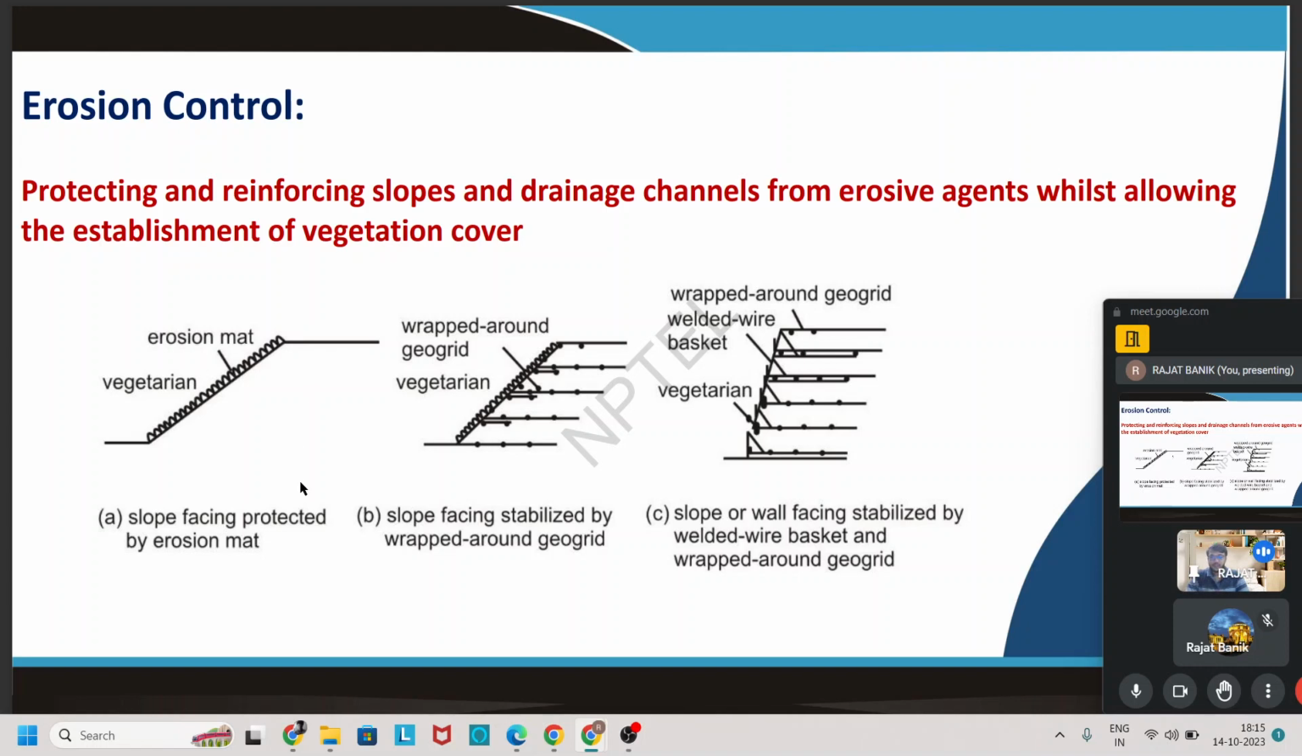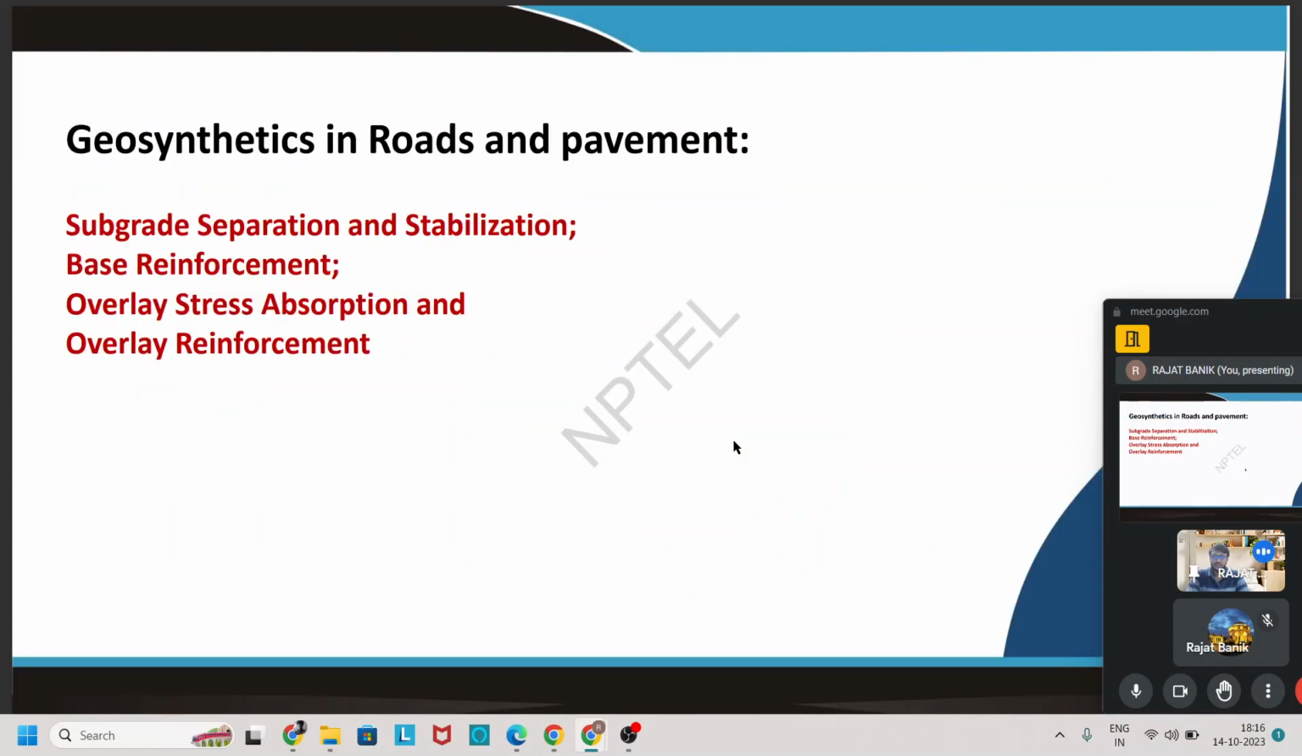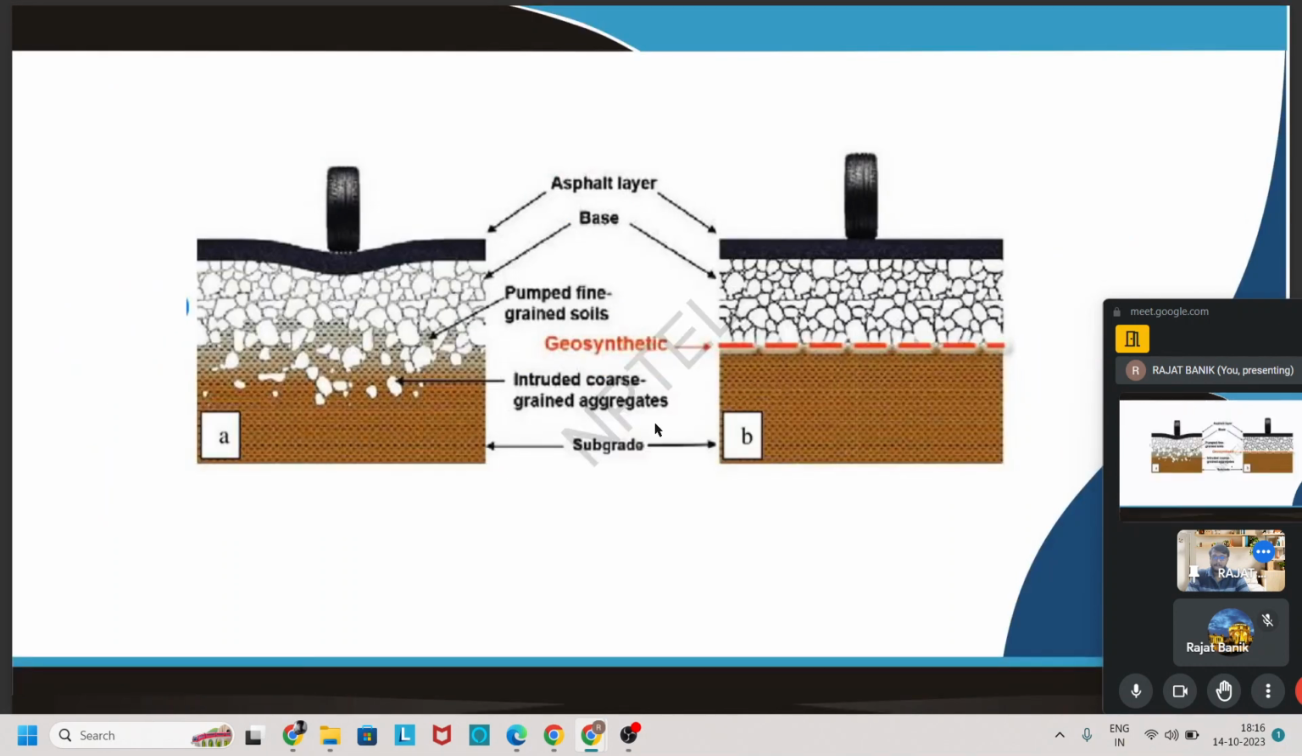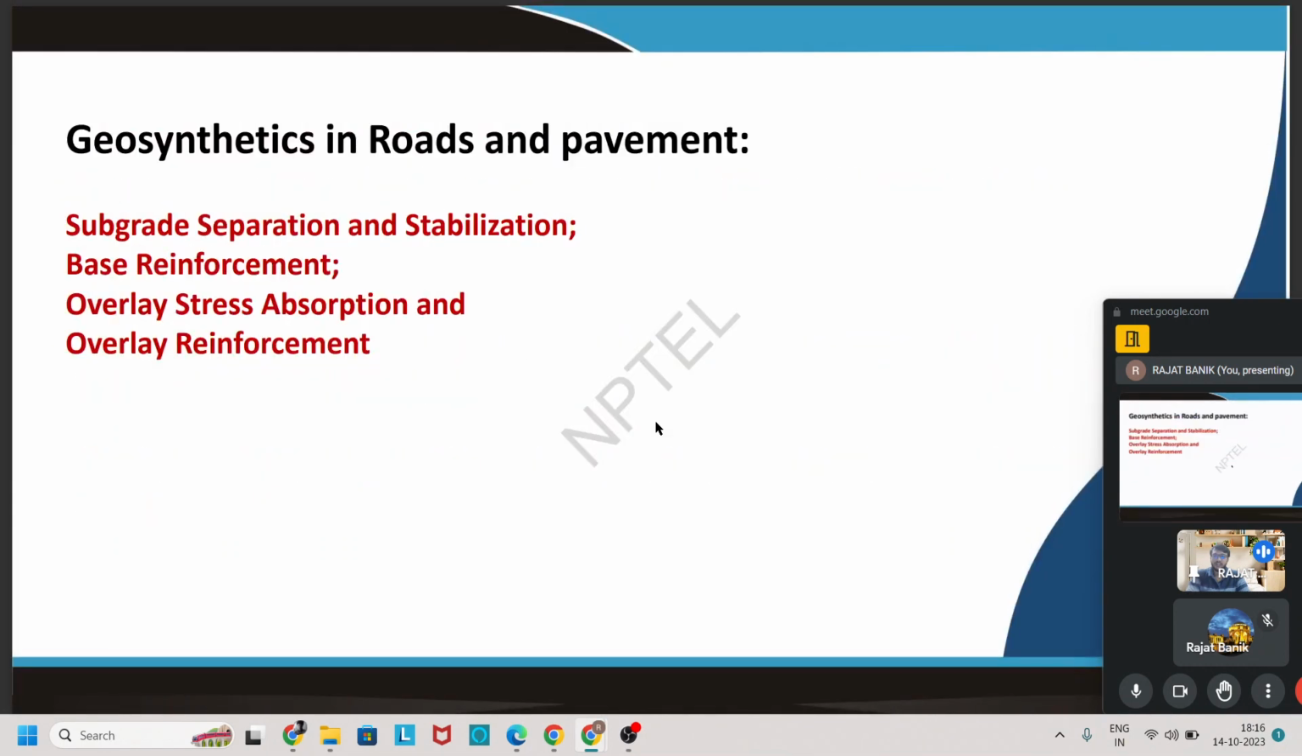to strengthen the slope. And you can see there are three pictures shown for three different ways to stabilize the ground. So these are the applications of this geosynthetic material.